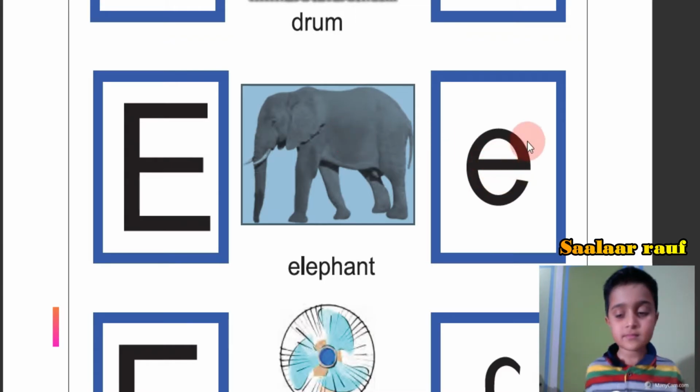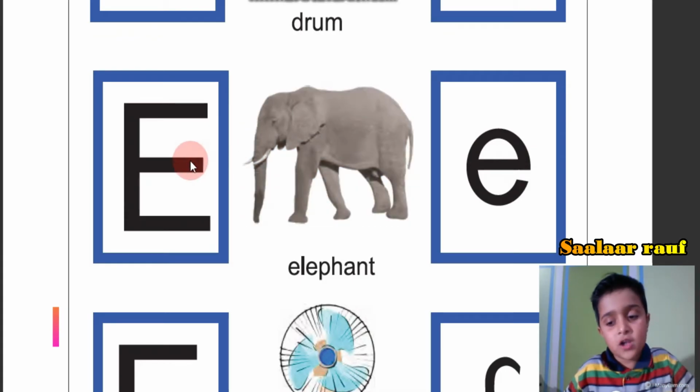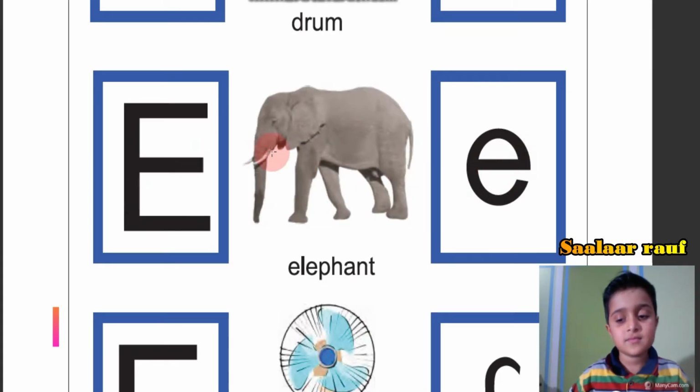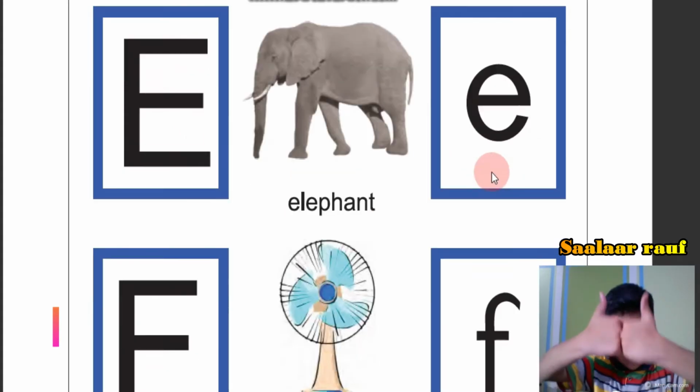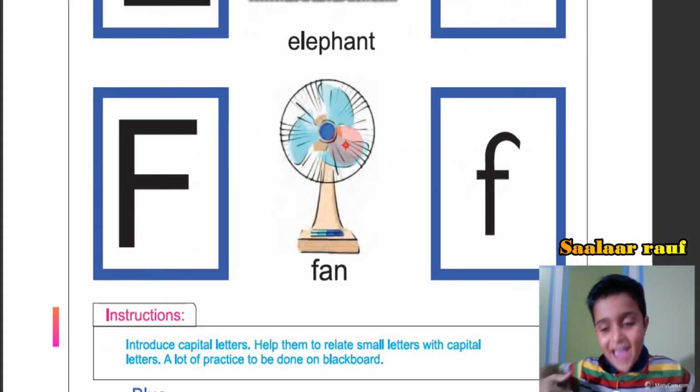Hathi. This is small E or capital E? Small E. And this one? Capital. Capital letter. And this is small letter. Capital E and small E. And what is coming now?